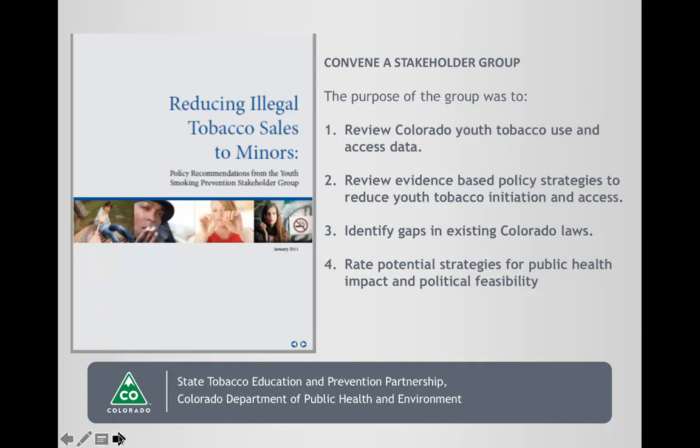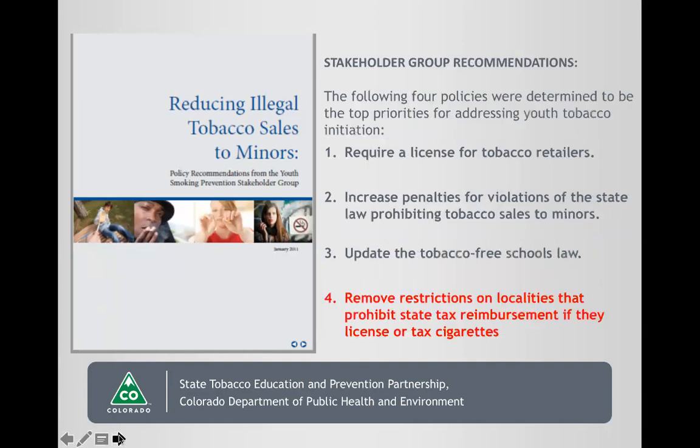Next slide. The top 4 recommendations from that stakeholder group are listed here: get a state license, increase penalties for violations to sales to minors, update tobacco-free schools law, and then what I have here in the red font really talks about removing the preemption.